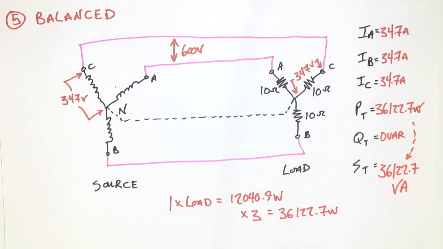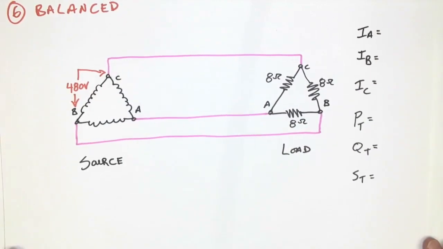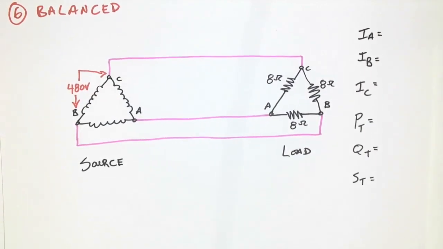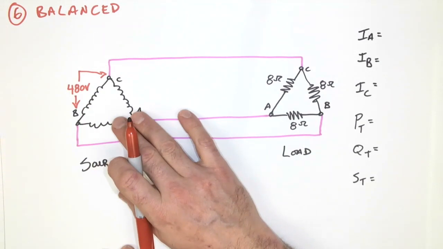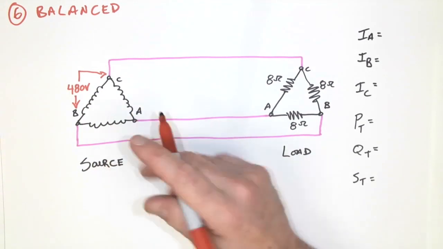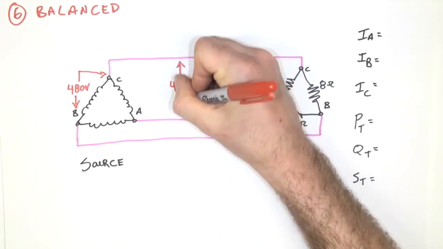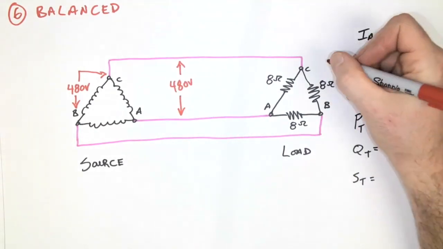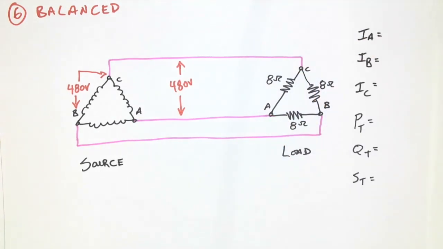Finally, let's do another example of balance, but this time with a different arrangement of loads. This time we're going to have a balanced delta. Now remember, in delta, the voltage remains the same in phase and line. So that means 480 volts should also be present here, and 480 volts should also be present across each one of these resistors.